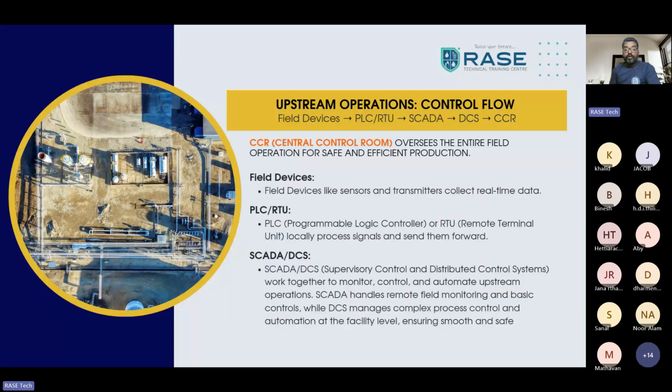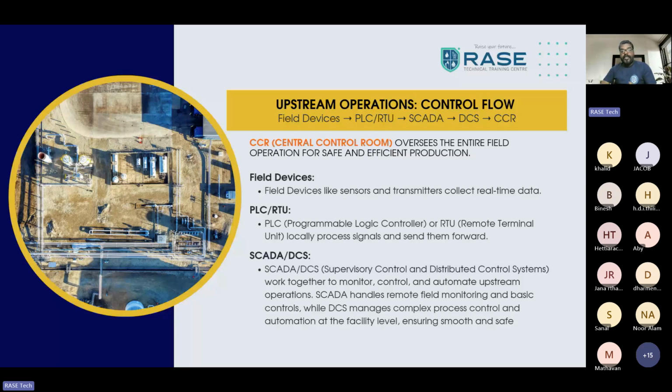PLC means programmable logic controller, and RTU means remote terminal unit. These process signals locally and send them forward to the next system, which is software like SCADA and DCS. We can call it DCS SCADA together. SCADA DCS means supervisory control and distributed control system.